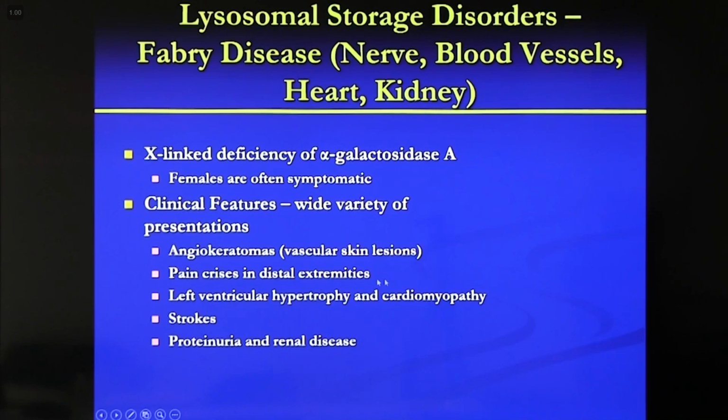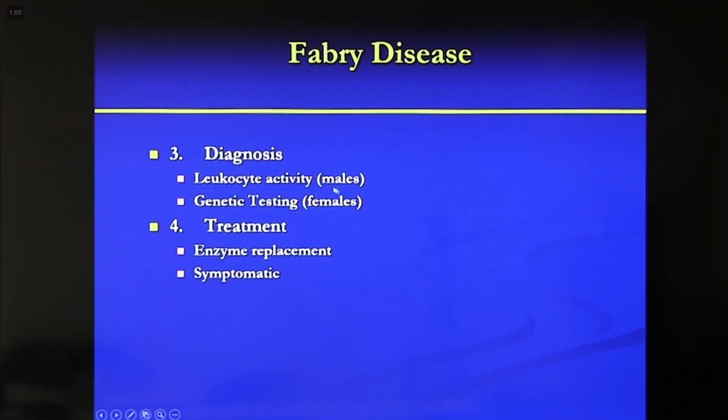And then later in life, they get renal failure, they get strokes, they can get cardiomyopathy, but those are usually way outside the pediatric range. So in peds, these are the ones that you want to concentrate on, the pain crisis and the angiokeratomas. Genetic testing is available, enzyme is available. There's enzyme replacement. It helps with some of the symptoms, not with all of them. Definitely worth treating because it often helps the pain crises, but it takes a while.